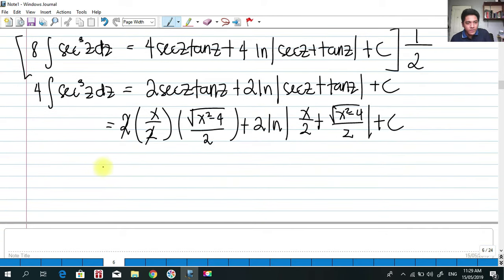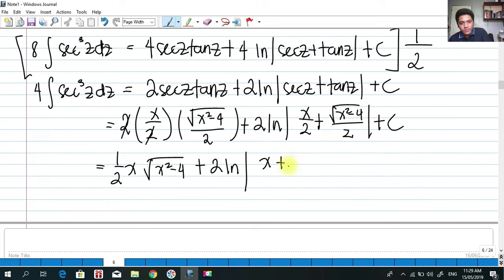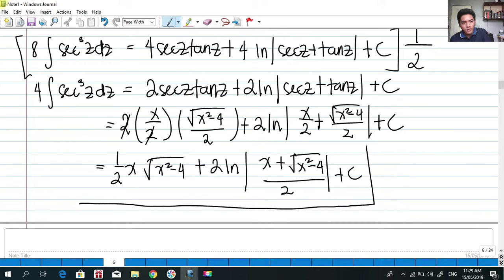And simplifying, we now have 1/2 of x multiplied by square root of x squared minus 4 plus 2 ln, the absolute value, since they have the same denominator, we can simply add them. It's x plus square root of x squared minus 4 over 2 plus c. And this should be our final answer.